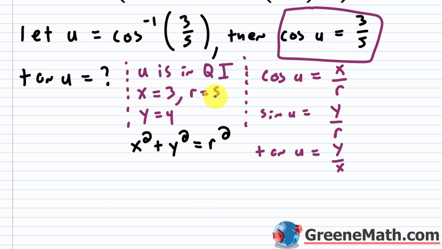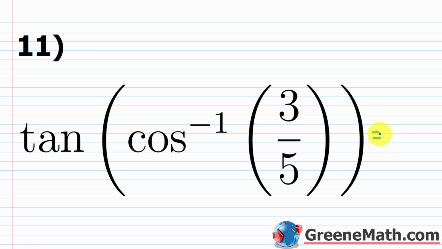Now, I don't actually need r in this particular case. I just needed it to figure out what y was. But I'm just going to plug in a 4 for y, and I'm going to plug in a 3 for x. And so the tangent of u, what I was trying to figure out over here, is going to be 4/3. Let me actually erase everything and put this in terms of the original problem. So just coming back up here, the tangent of the inverse cosine of 3/5, that's going to be 4/3.